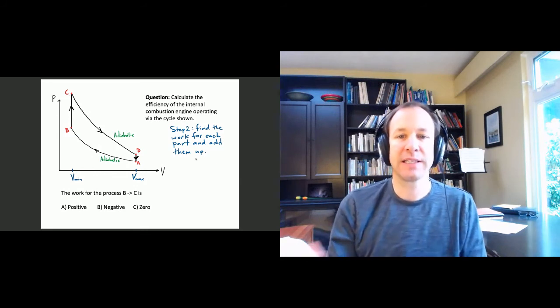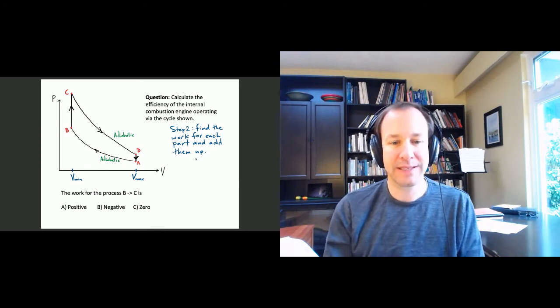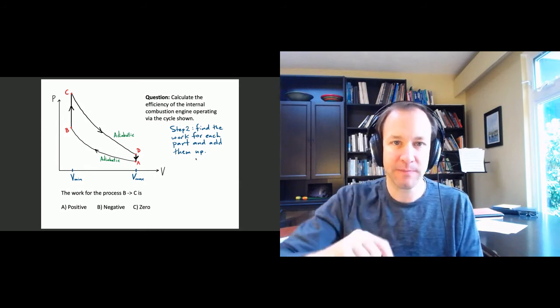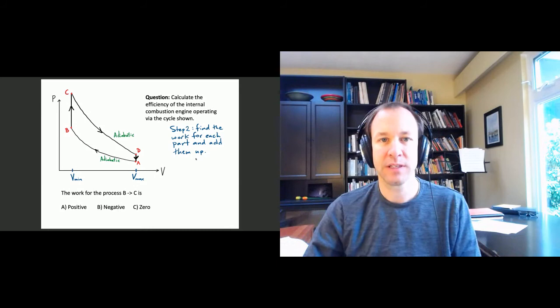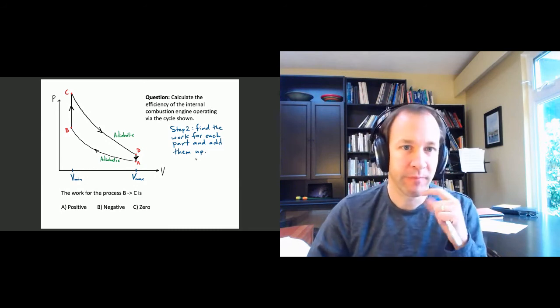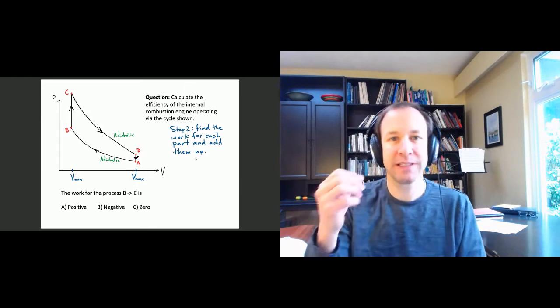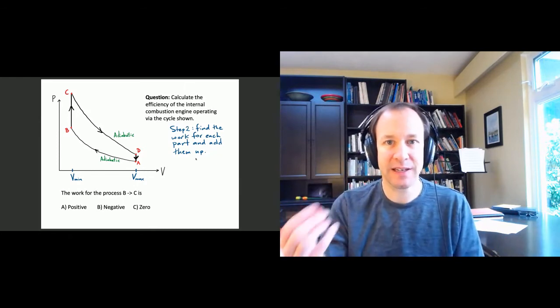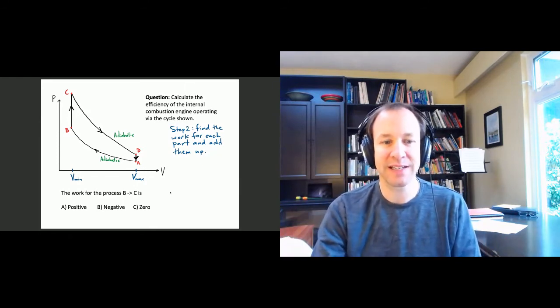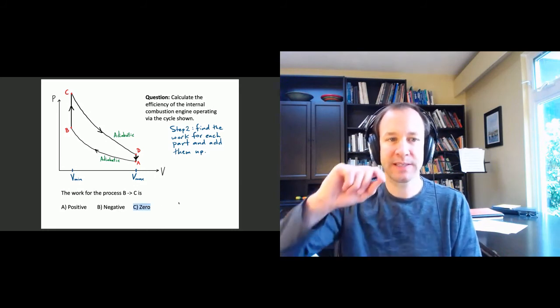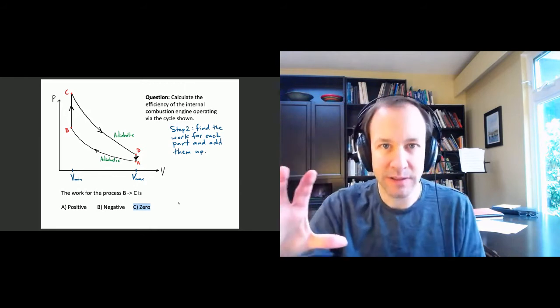And so very quickly, I want you to just think about what could we say about the work for the process from B to C. So take a moment to figure out what we could say about that, answer A, B, or C. Okay, so hopefully you've paused it, thought about it, and are committed to one of these answers. So the correct answer here is that the work for process B to C is equal to 0.